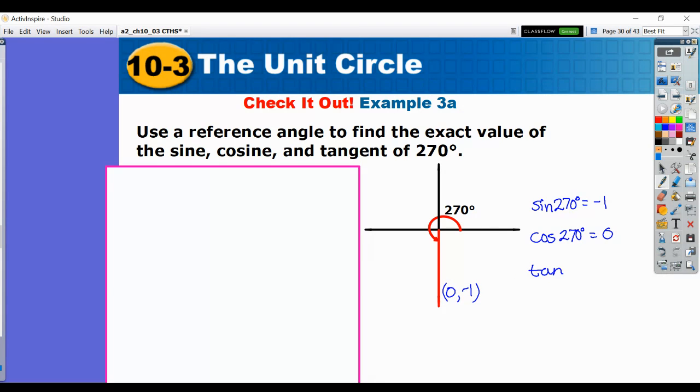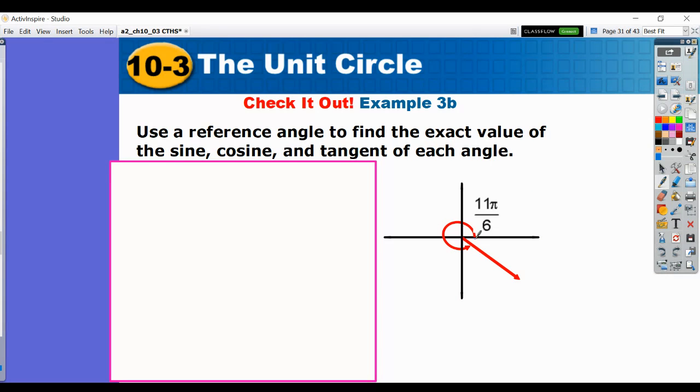And tangent, what happens when you divide negative 1 divided by 0? Remember, if the 0 is on the bottom, it's undefined. If 0 is on the top, it's 0. So if I had cotangent here, it would be 0. If I had tangent, it's undefined. So be careful of those. 0 on top is 0. 0 on the bottom is undefined.